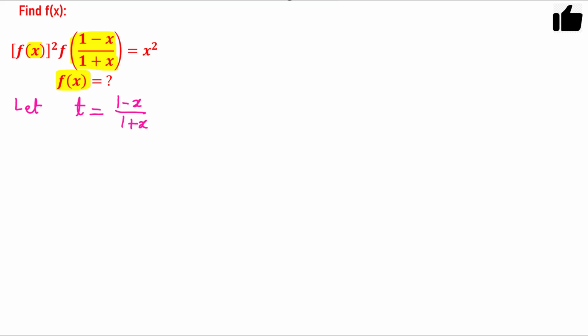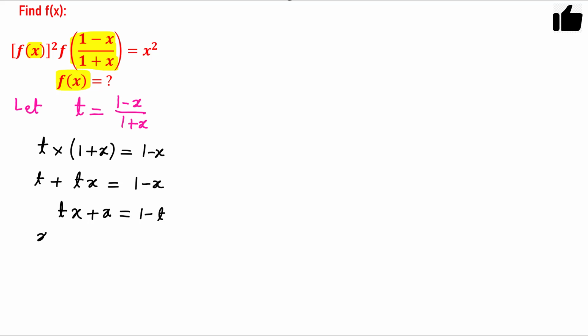Now in the second step, we have to write x in terms of t. So let us cross multiply. We will have t times (1 plus x) is equal to 1 minus x. So this will be t plus tx equals 1 minus x. Now let us take the x terms to the left hand side. So we will have tx plus x is equal to 1 minus t. Now if you take x common, you will have x times (t plus 1) is equal to 1 minus t. So finally you can write x is equal to (1 minus t) divided by (1 plus t).